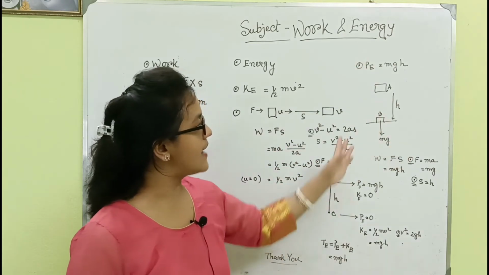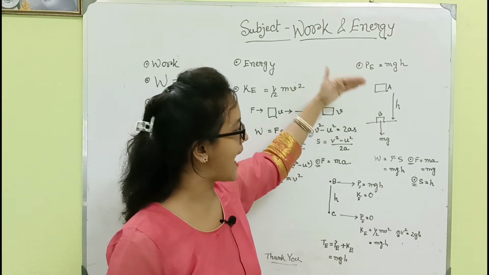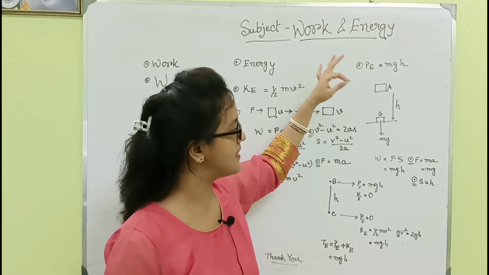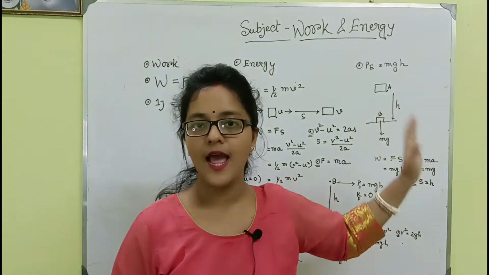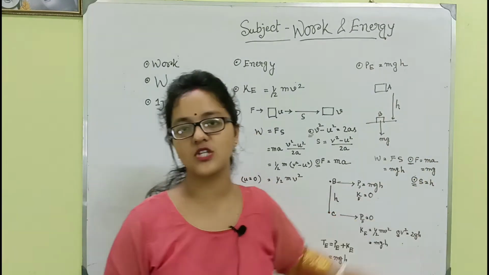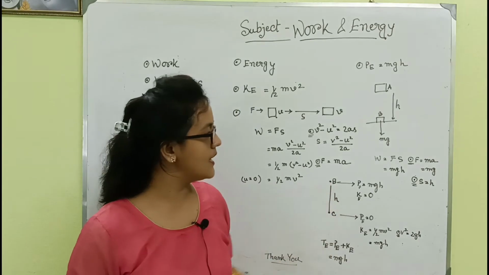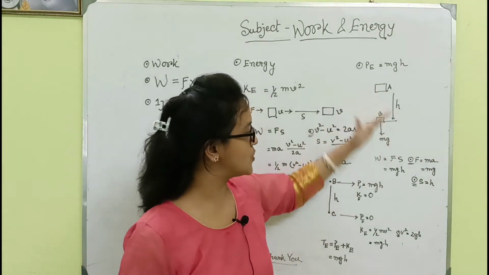Okay, in this diagram, the first position is A, the second position is B, the height is h, and the object is lying on the surface, and there is a force of attraction provided by the earth, the force of gravitation, and the weight of the object is the product of the mass of the object and acceleration due to gravity, which is mg. Okay, now here the displacement s is actually h.